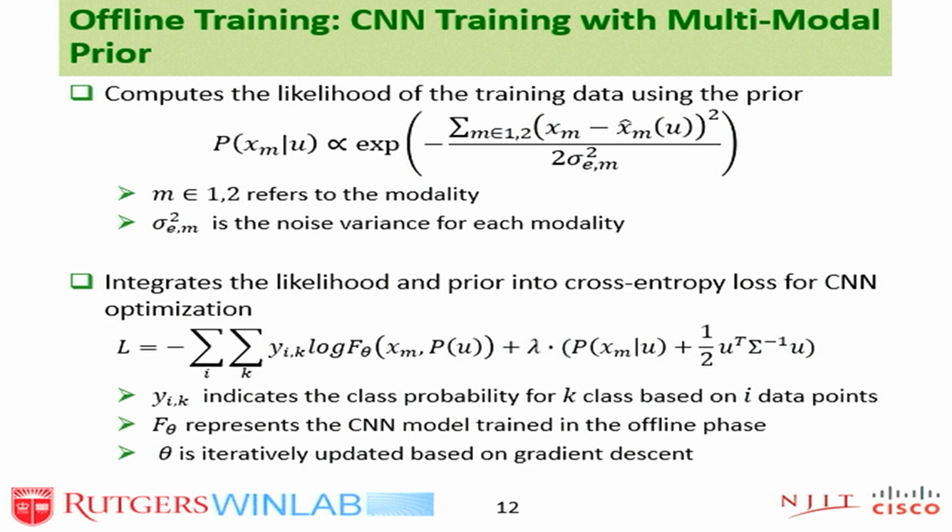Besides the prior, we also calculate the likelihood probability, indicated by these equations, which we calculate using the training data and the prior. Then we integrate both the likelihood and the prior into a cross entropy loss function for CNN optimization, as you can see from this equation.